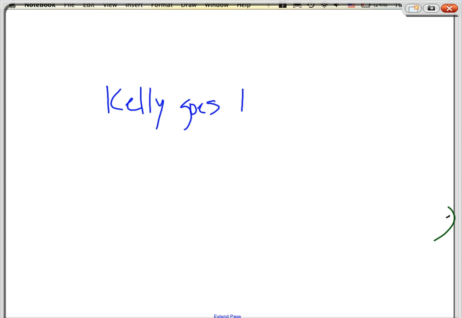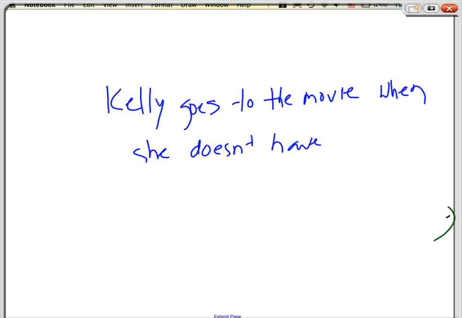Read the sentence: Kelly goes to the movie if she doesn't have homework. Okay, look at this sentence. It's not written in the if and then form, but there is a hypothesis and there's a conclusion right here. All you have to do is figure out which event happens first. Which has to happen first before something else will follow? Yes, what do you think? So you're saying that she doesn't have homework has to go first, right? And then what happens if she doesn't have homework? Then she goes to the movie. You see, it makes perfect sense.